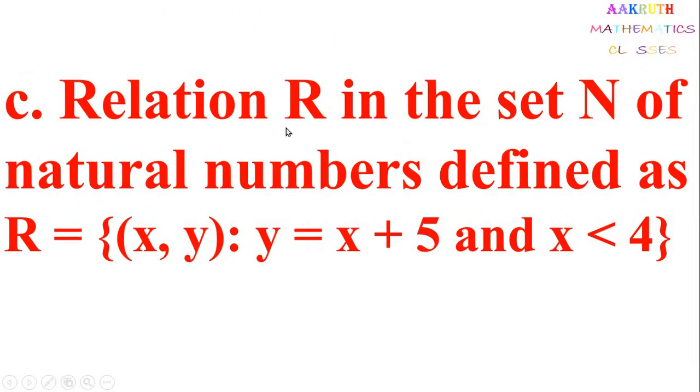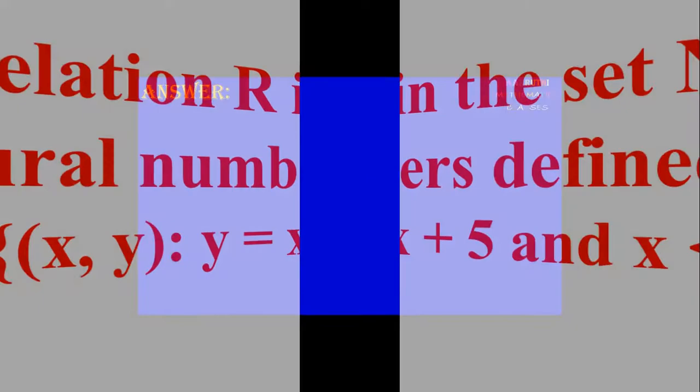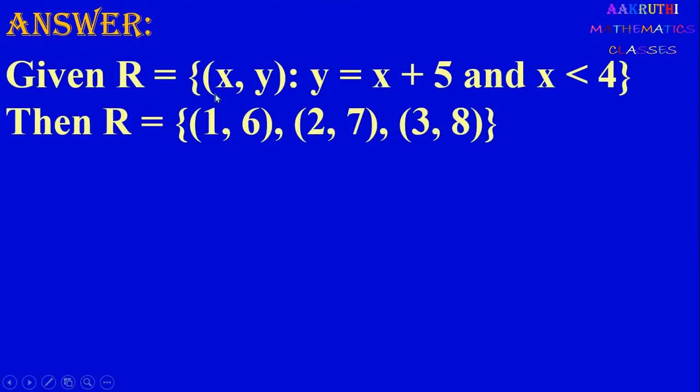So next one, relation R in the set N of natural numbers defined as R equal to the set of all (x, y) such that y equal to x plus 5 and x should be less than 4. You have to take x as a natural number and x is less than 4. You can take x equal to 1, 2 and 3 only. Now first we form the relation. When x equal to 1, we get y equal to 1 plus 5, it is 6. So the first ordered pair is (1, 6). When x equal to 2, we get 2 plus 5, 7. When x equal to 3, we get 3 plus 5, it is 8. So therefore, the relation is {(1, 6), (2, 7), (3, 8)}.